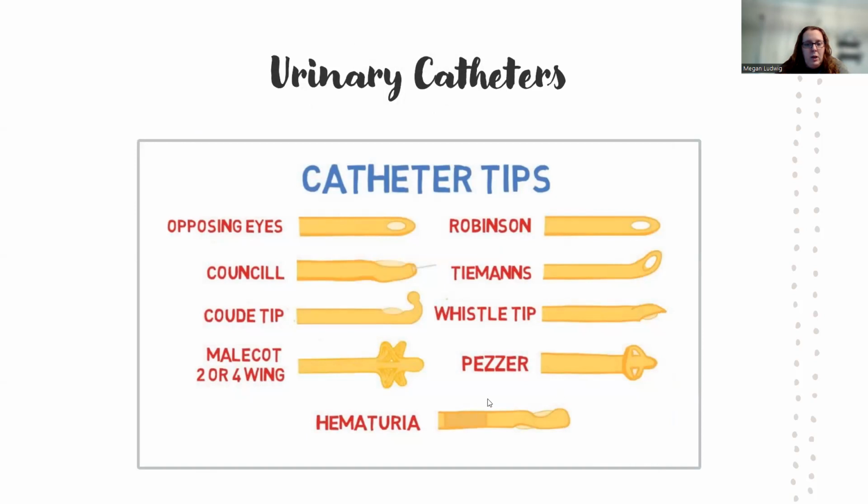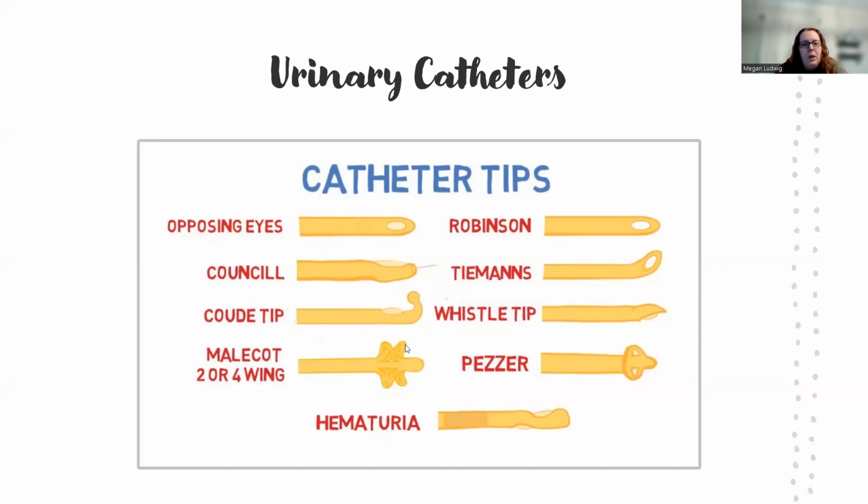So here are some other urinary catheter tips. So we had our standard Foley, okay, which kind of looks like this. The Robinson is similar to the Foley, except it just doesn't have that balloon for the indwelling part. Council, I don't see very often, but the Tiemann and Coudet are very similar, and sometimes those two terms are used interchangeably. The Tiemann is sometimes called a Coudet, and vice versa.